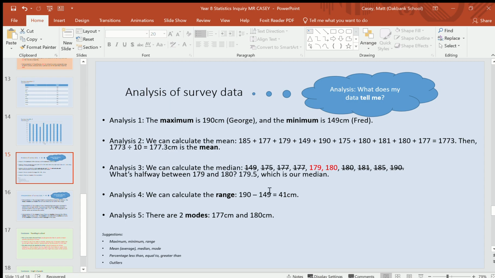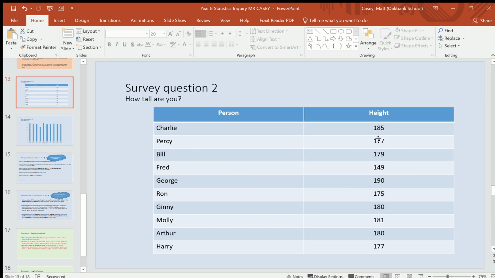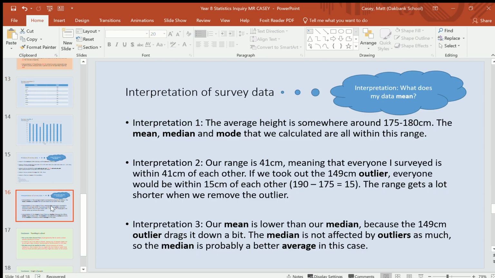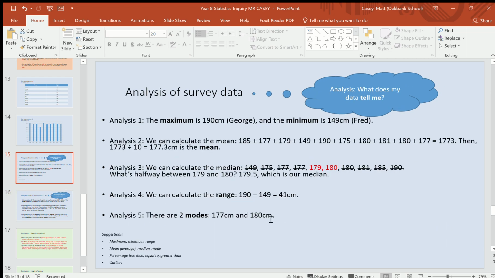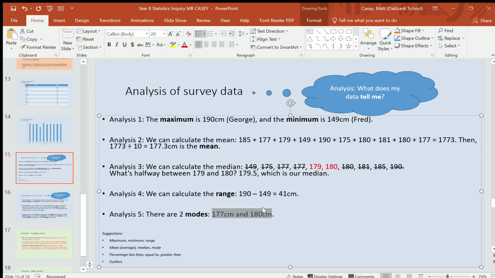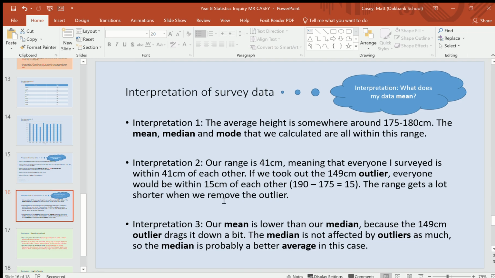And then analysis 5, there are 2 modes. Now, mode is not in your little booklet, but go online. It's pretty much the number that appears the most. So you look, here we go, there's 177 there and there, and 180 there and there. And they appear twice. Every other number only appears once. So they're the modes. So back here, we just write that down. And then we're going to talk about this analysis.